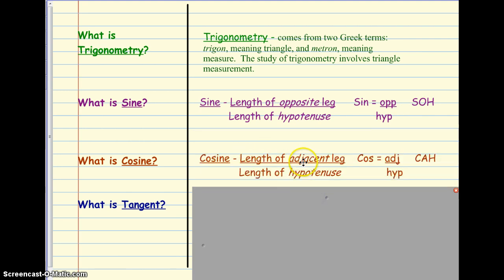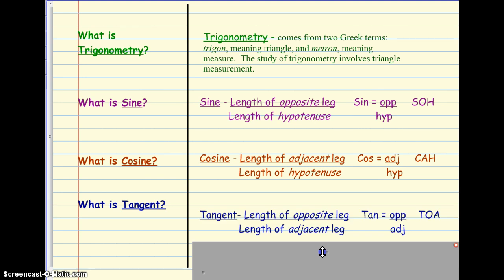What is cosine? Cosine is the length of the adjacent leg divided by the length of the hypotenuse. Cosine is abbreviated to COS, and that's ADJ, which stands for the adjacent leg, divided by the hypotenuse. We abbreviate this as CAH, C-A-H.